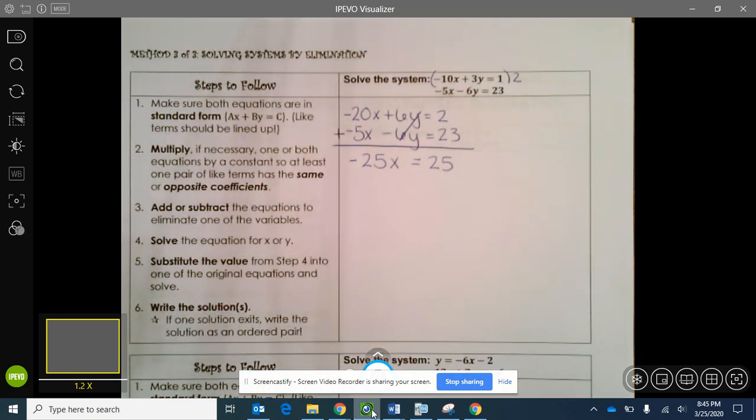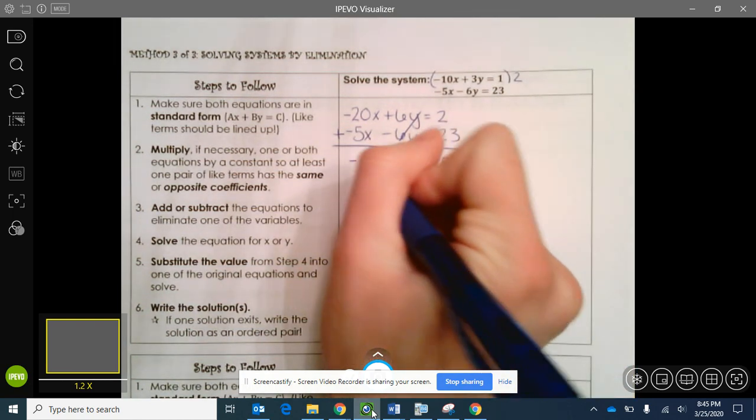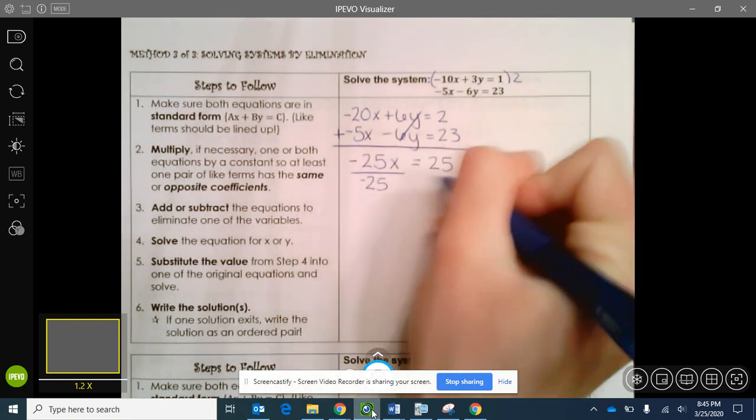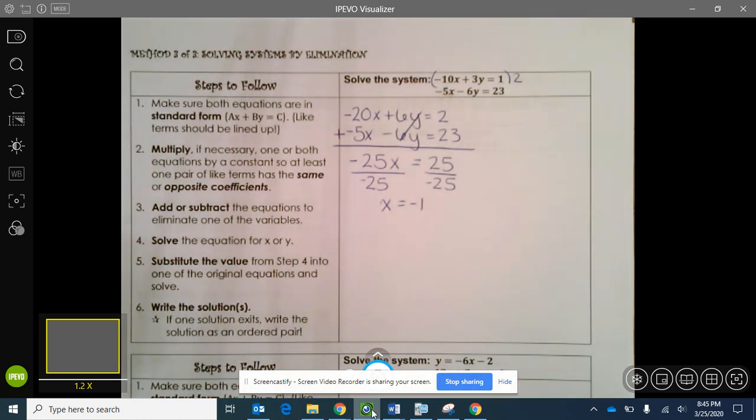Now this gives me an equation that only has one variable. I just have an x, so I can solve for x by using inverse operations. It's negative 25 times x, so my inverse operation is going to be division. When I do that, I get x is negative 1.